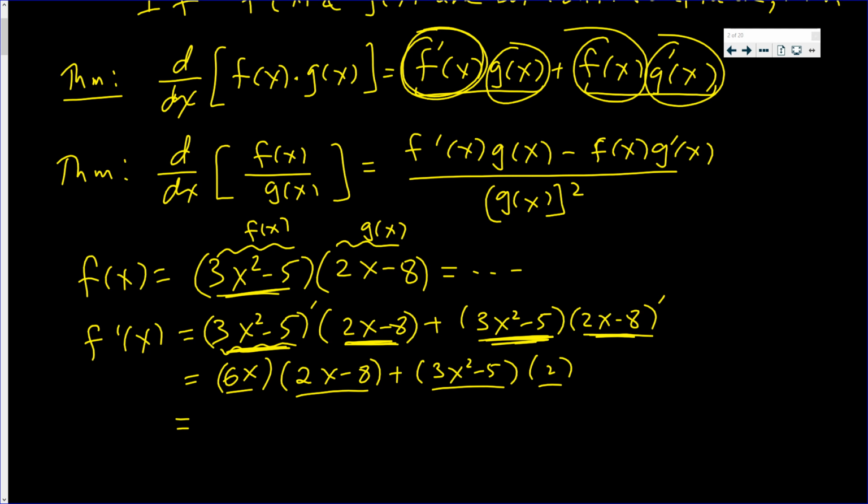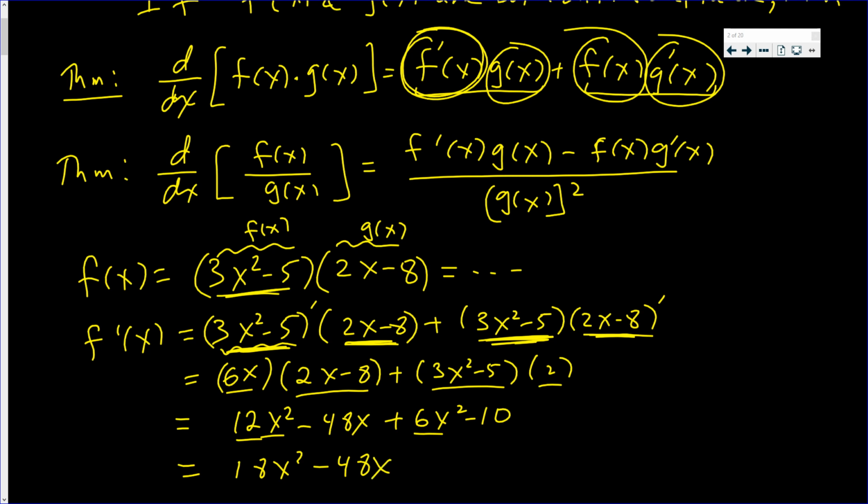That's the calculus. Now algebra, distributing the 6x. You get 12x squared minus 48x. Distributing the 2, you get 6x squared minus 10. 12x squared plus 6x squared, that's 18x squared, minus 48x minus 10. That's the derivative. And we used what's called the product rule.